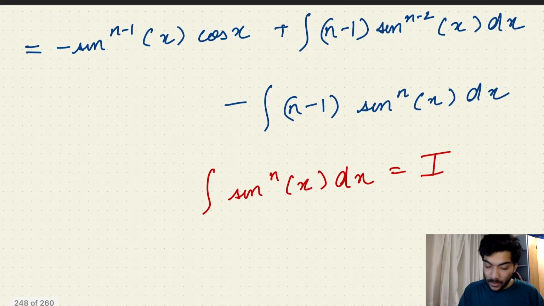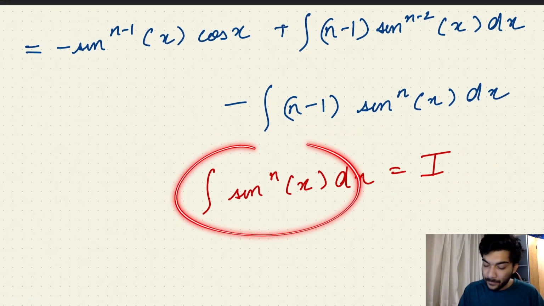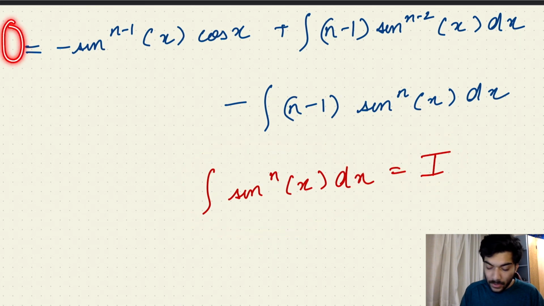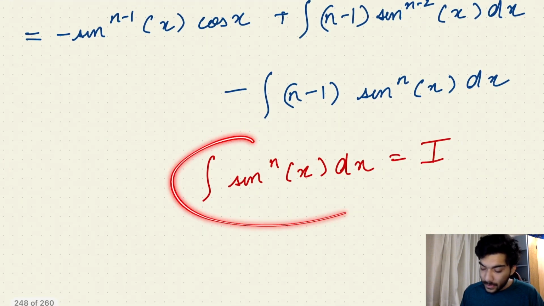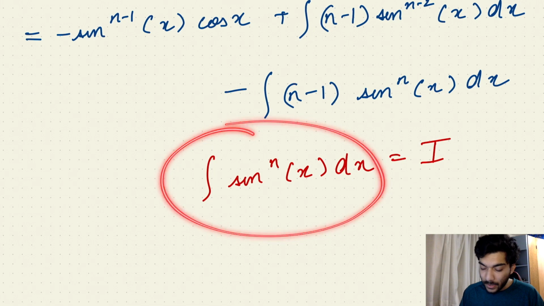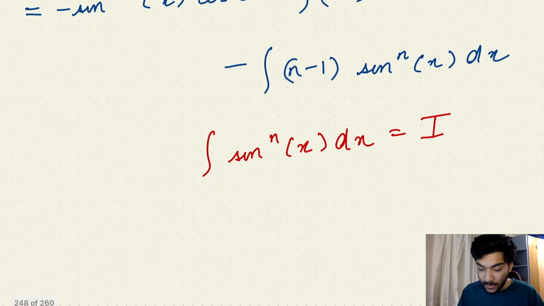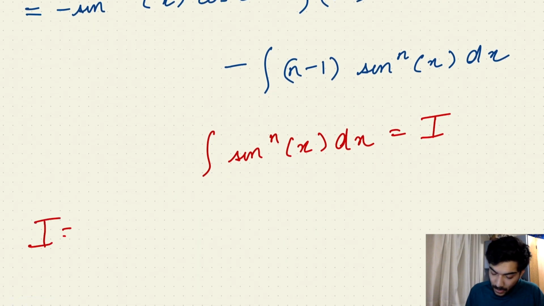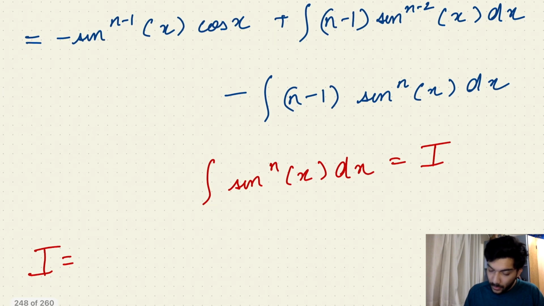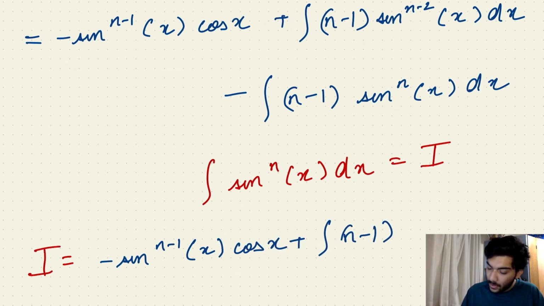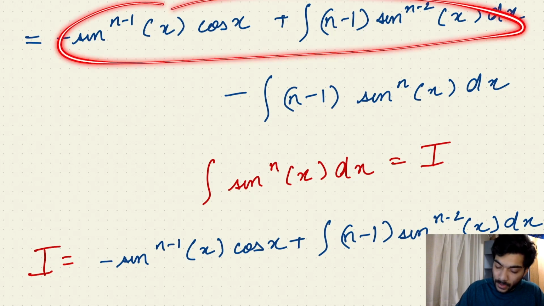So if we assume this expression to be I, we know that on the left hand side, it's the same expression over here, right? We started with calculating the integral of sine to the power n x dx, right? So this would be I equals, and the other expressions would be same, minus sine n minus 1 x cos x plus integral n minus 1 sine n minus 2 x dx. So these terms will remain the same, right?